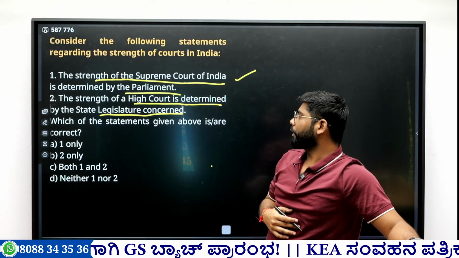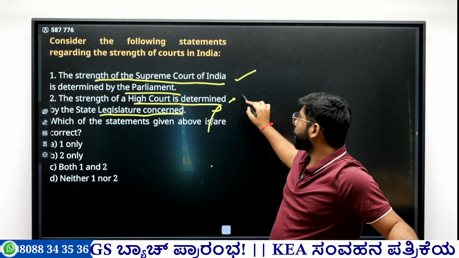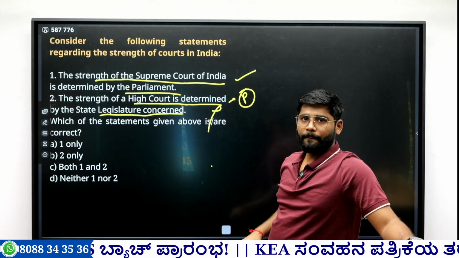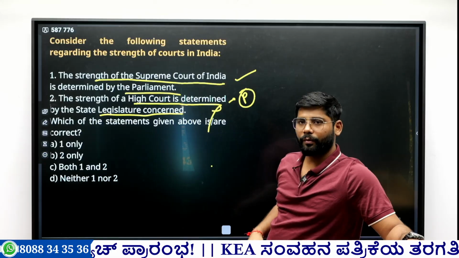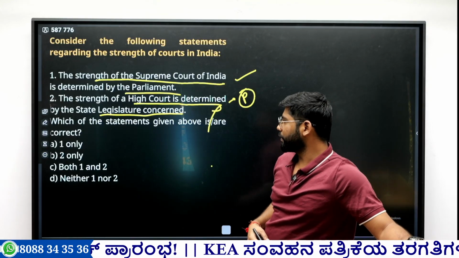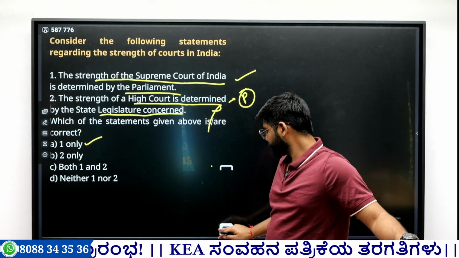But the strength of the High Court determined by the state legislature is not correct. Who will determine? It will be determined by the President, depending on the business of the High Court, but not by the state legislature. So remember this one, second is wrong. Correct is A. Only one is correct here.